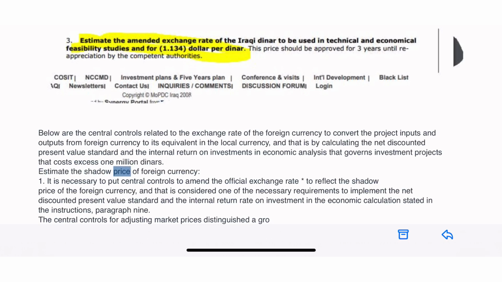Estimate the shadow price of foreign currency. 1. It is necessary to put central controls to amend the official exchange rate to reflect the shadow price of the foreign currency. And that is considered one of the necessary requirements to implement the net discounted present value standard and the internal return rate on investment in the economic calculation stated in the instructions, paragraph 9.